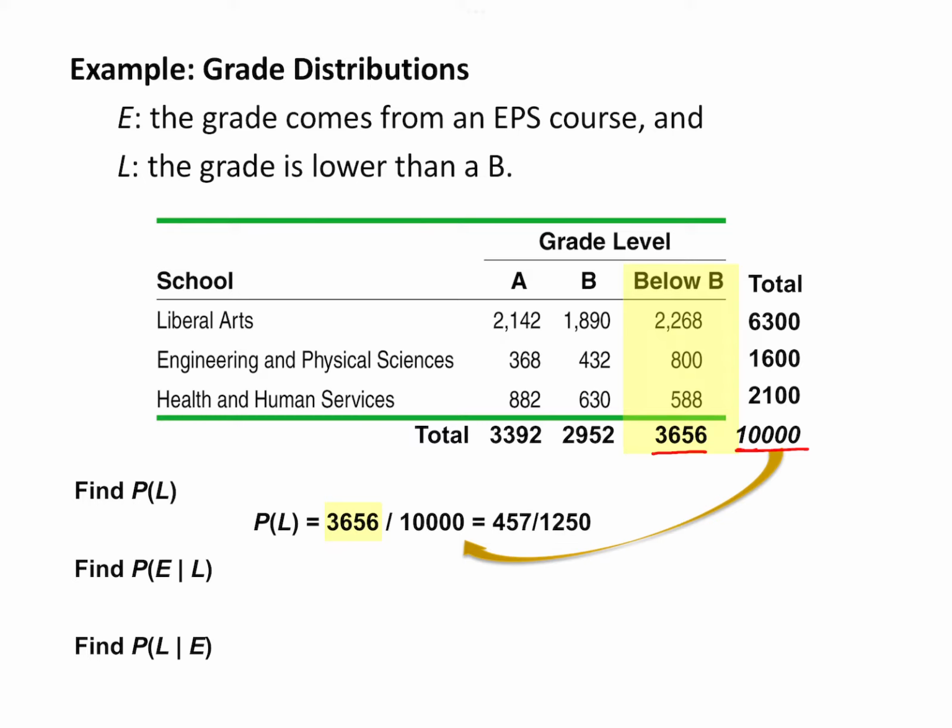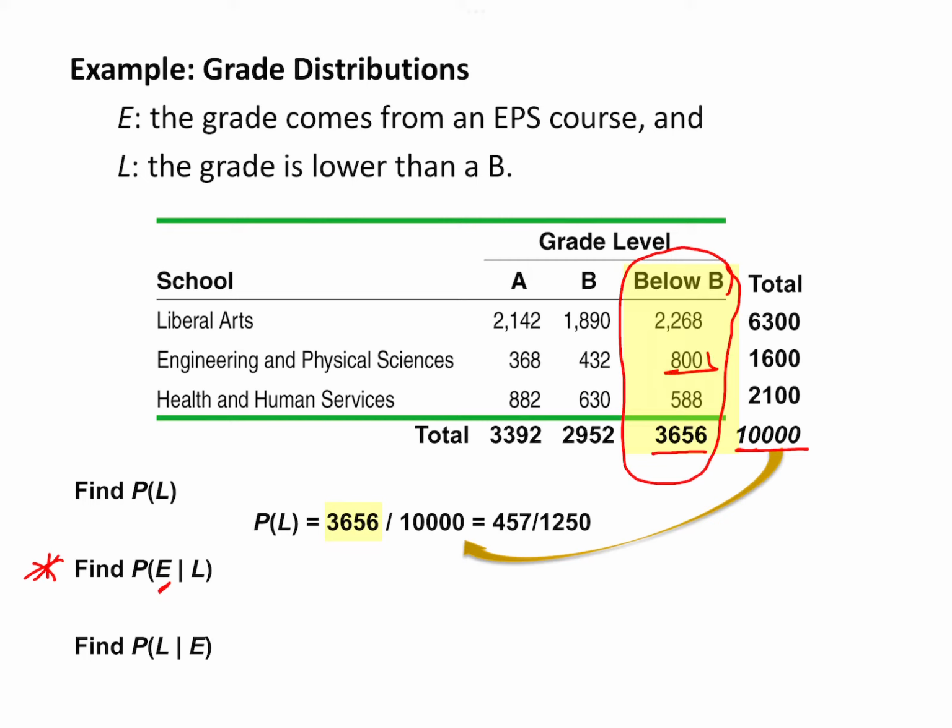I just kept them as fractions in simplest form. That's what we looked at last time. The new thing that we're going to look at, the second one here, find the probability of E given L. So given that our grade is below a B, now all I care about is this information right here where it's below a B. Nothing else matters but that. So given that it's below a B, we want to find the probability that they're engineering and physical science.